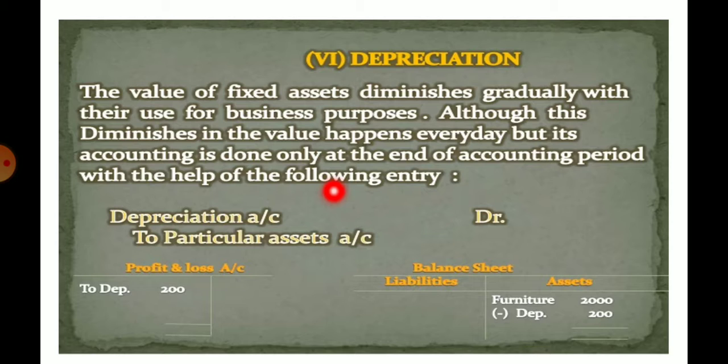Depreciation. The value of fixed assets diminishes gradually with their use in the business. Although this diminution in value happens every day, accounting is done only at the end of the accounting period, which is helpful for knowing the net profit of the business. So the adjustment will be depreciation in the profit and loss account, and on the asset side of the balance sheet it is deducted from the furniture account.